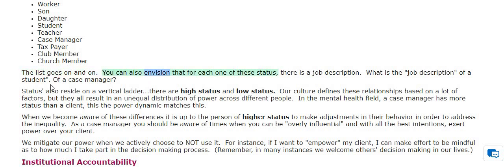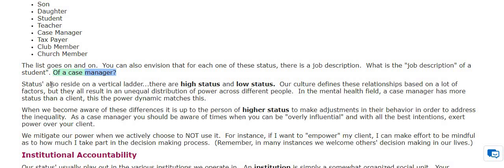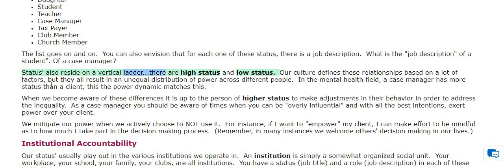You can also envision that for each one of these statuses, there is a job description. What is the job description of a student? Of a case manager? Statuses also reside on a vertical ladder. There are high status and low status.